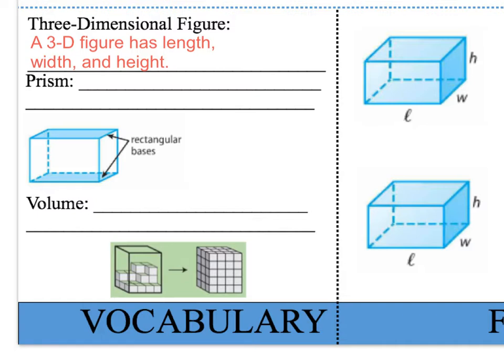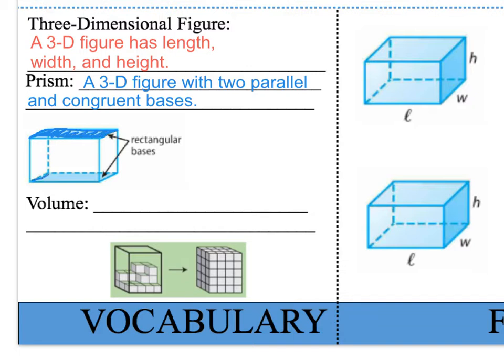The second vocabulary word is called prism. And a prism is a three-dimensional figure with two parallel, which means they never touch, and congruent, which means equal, bases. So the bases are parallel and they're congruent. So let's take a look at this figure. I have a blue base on the top that is congruent to the blue base on the bottom. And these two sides are parallel.